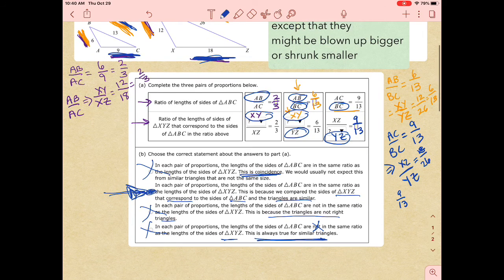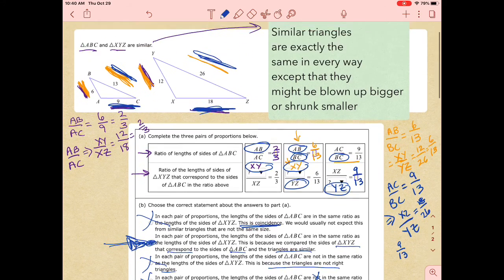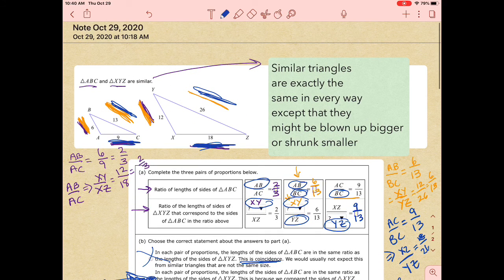Hopefully that kind of makes sense. It's kind of pleasing when you have similar triangles, you can set up all kinds of ratios of matching sides, like a little logic thing. We can say AC is to XZ. We can say AB is to XY. We can say BC is to YZ. And the numbers all work out in these cool ratios.